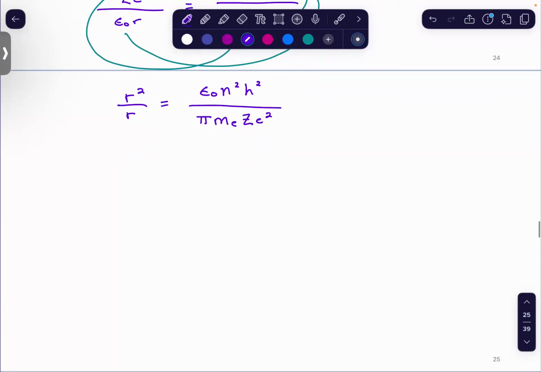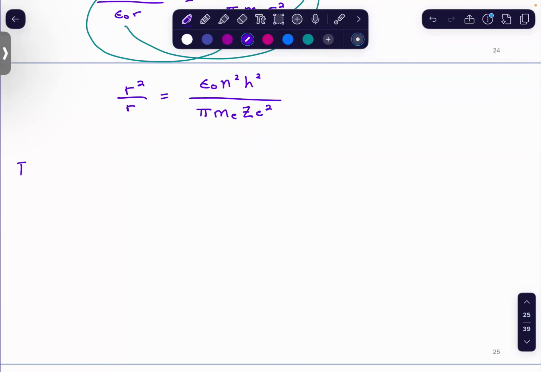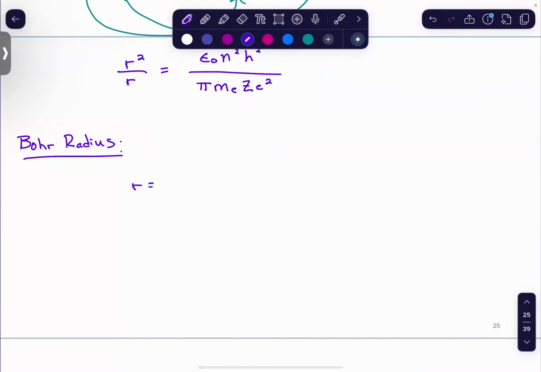And so the reason I did this, you see, is now I have this really nice equation that's very, very popular in quantum mechanics called the Bohr radius. Epsilon 0 n squared h squared. This is, what is the radius of the orbit at a specific energy level? Or how far away from the nucleus is your electron? Okay, so we have that.